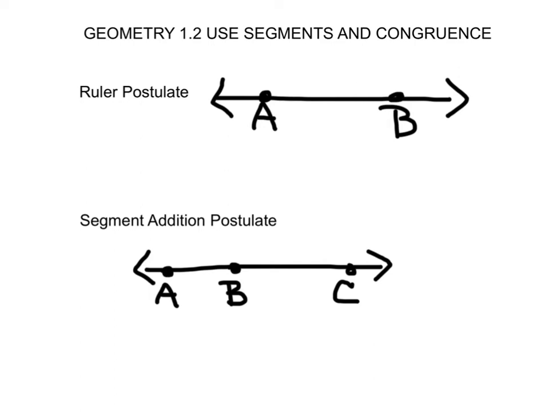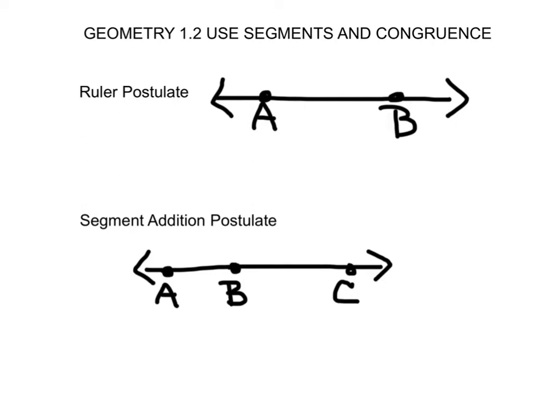Okay, today we're going to talk about segments and congruence and distances and measuring. The ruler postulate is exactly what it says. We're going to use a ruler to measure things. And in geometry, the name of the postulate is usually what it is.